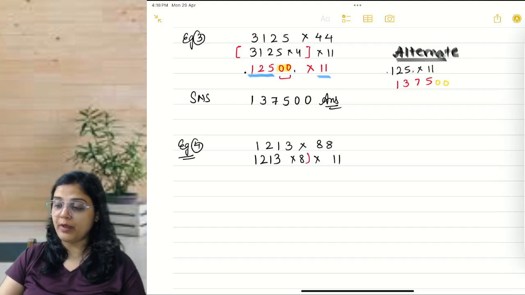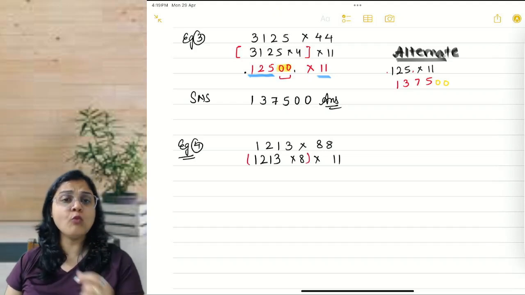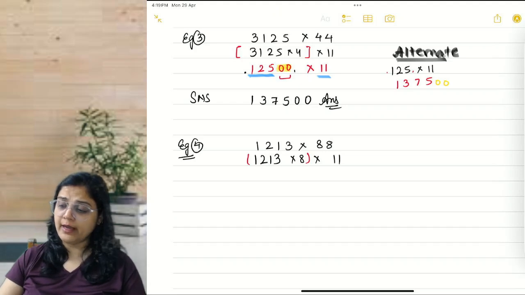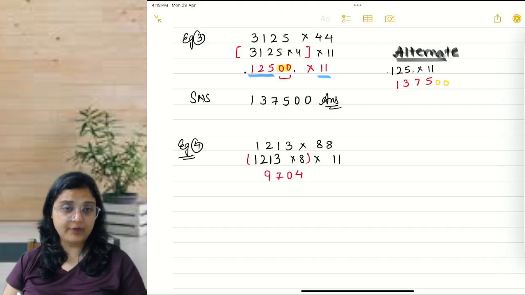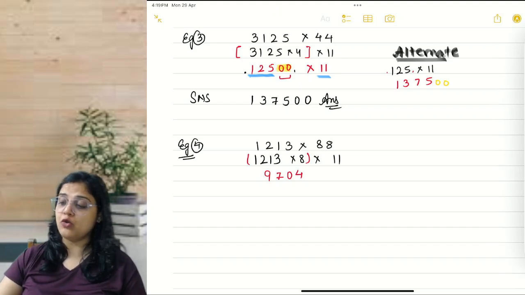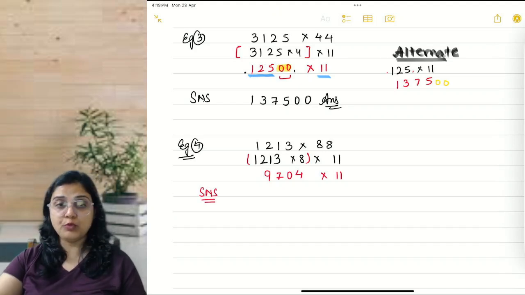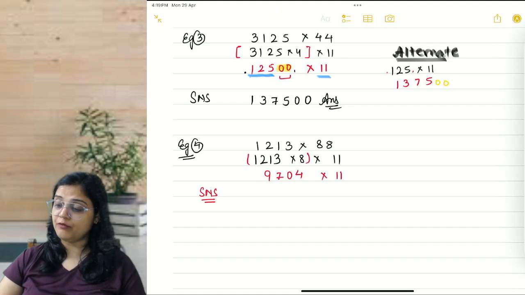Then after regrouping the 8 with 1213, you are getting 8 3s are 24, 8 2s are 16, plus 2 is 18, and then 8 plus 1 is 9. This is an oral multiplication that I have done for you. All right. So now you are left with this 11 also. So now I'll apply the SNS method and I'll try to write my answer without putting those dots as well. So it will be 4, then 4 plus 0 is 4, then 0 plus 7 is 7, then this will be 16, then 9 plus 0 is 9.